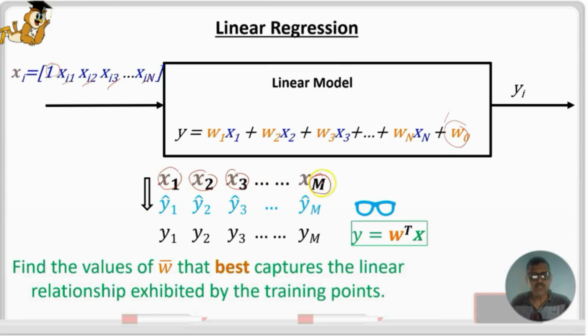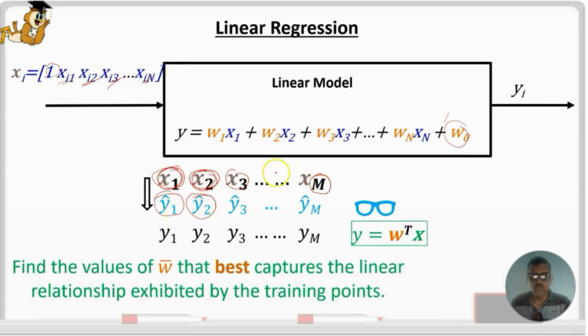So x1, x2, x3, xm were the points of the training data, the inputs corresponding to points in the training data, and each of them was a vector whose values were the values of the independent variables. Corresponding to each of these inputs in the training data, there was an output, an observed output, right? So y1 hat was observed when the inputs were x1, y2 hat was observed when the inputs were x2, and so on and so forth, right?